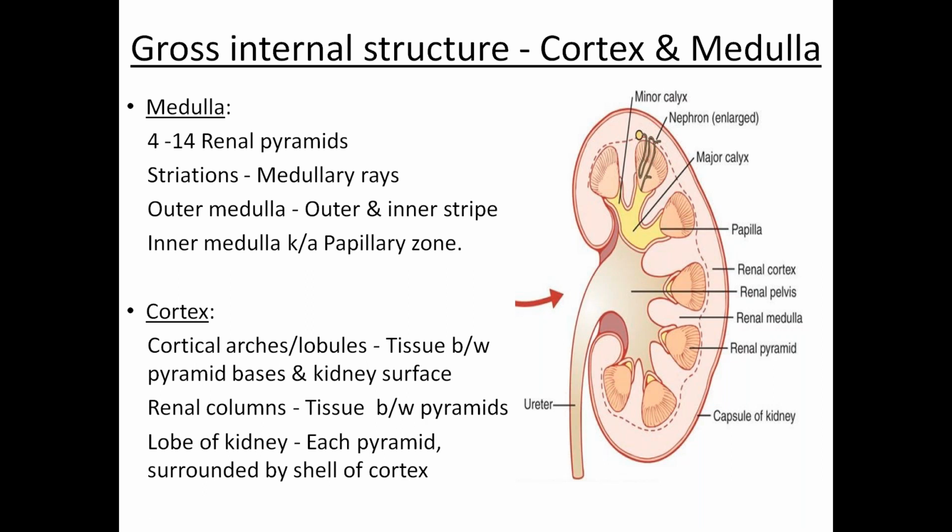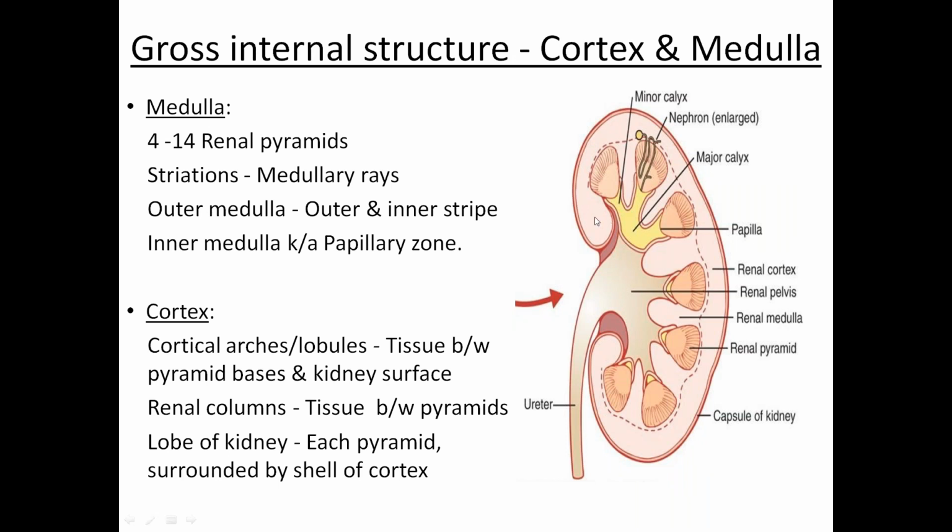And the lobe of kidney, basically each pyramid is surrounded by a shell of cortex, and that constitutes the lobe of the kidney. So this would be a lobe of the kidney, for example. This would be another lobe. Each pyramid surrounded by the cortex.